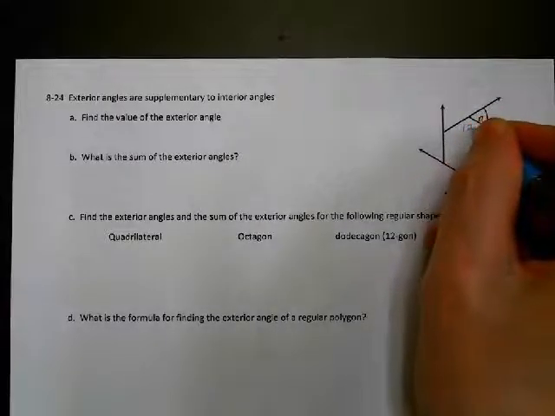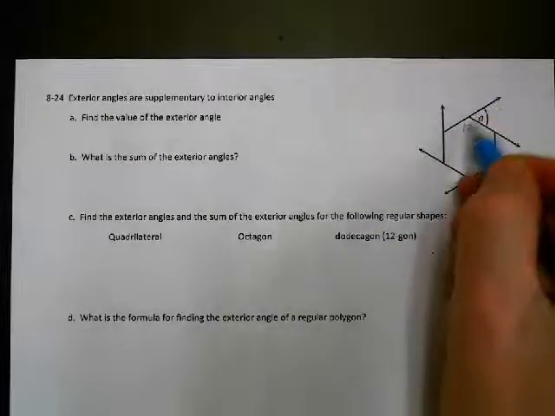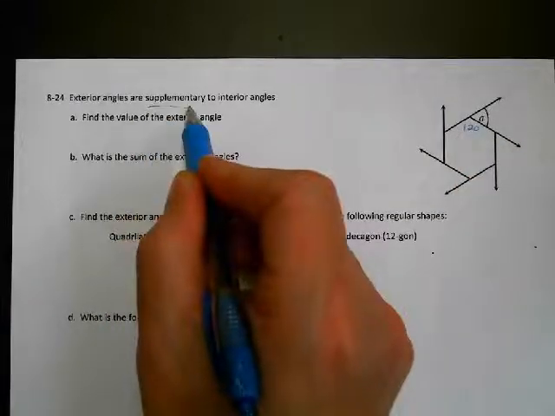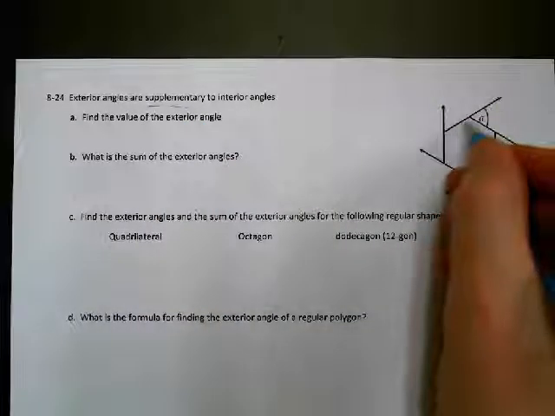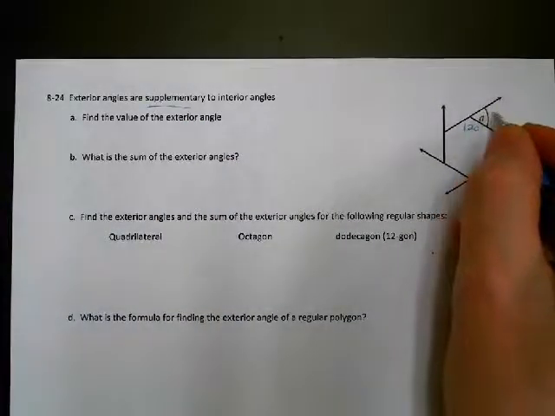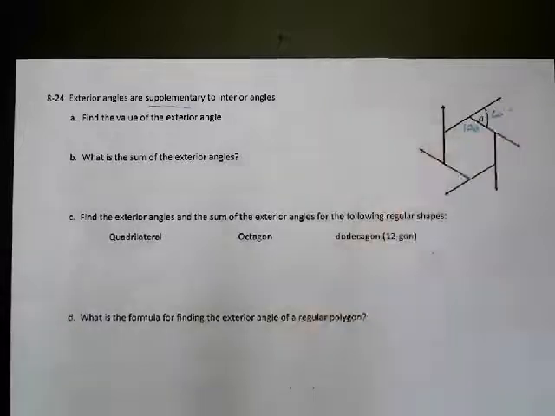Well, the interior angle and the exterior angle have to add up to 180. They have to be supplementary to each other. So if this is 120 and this makes a straight line, this is going to be 60 because a straight line has 180 degrees in it. So the value of the exterior angle A over there is 60 degrees.